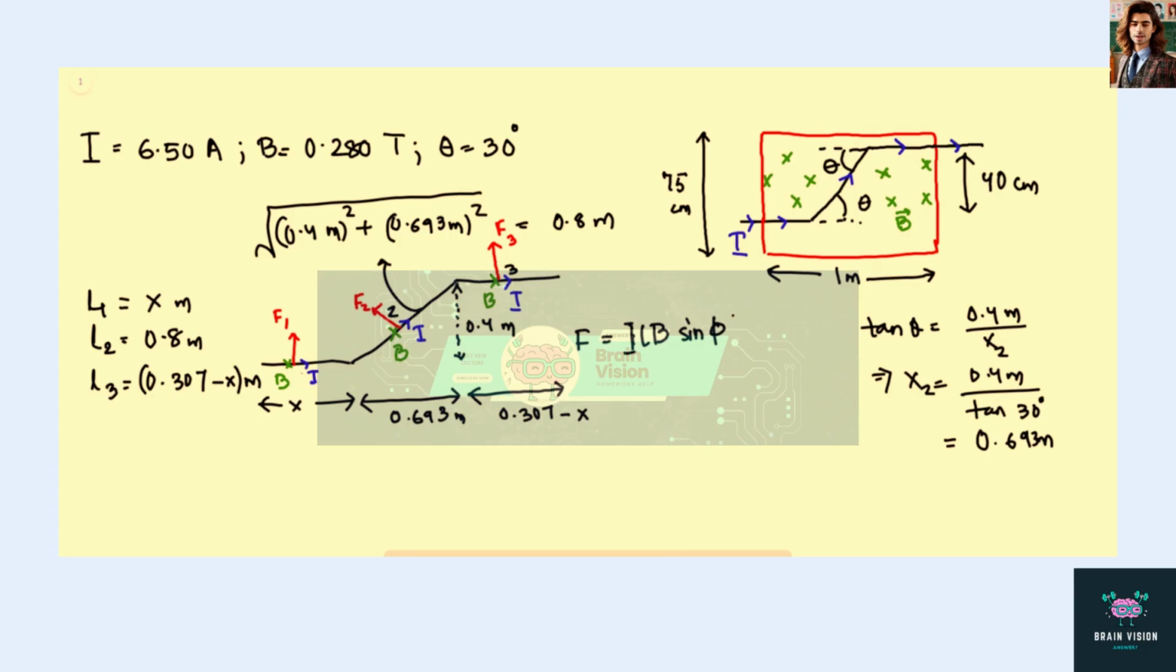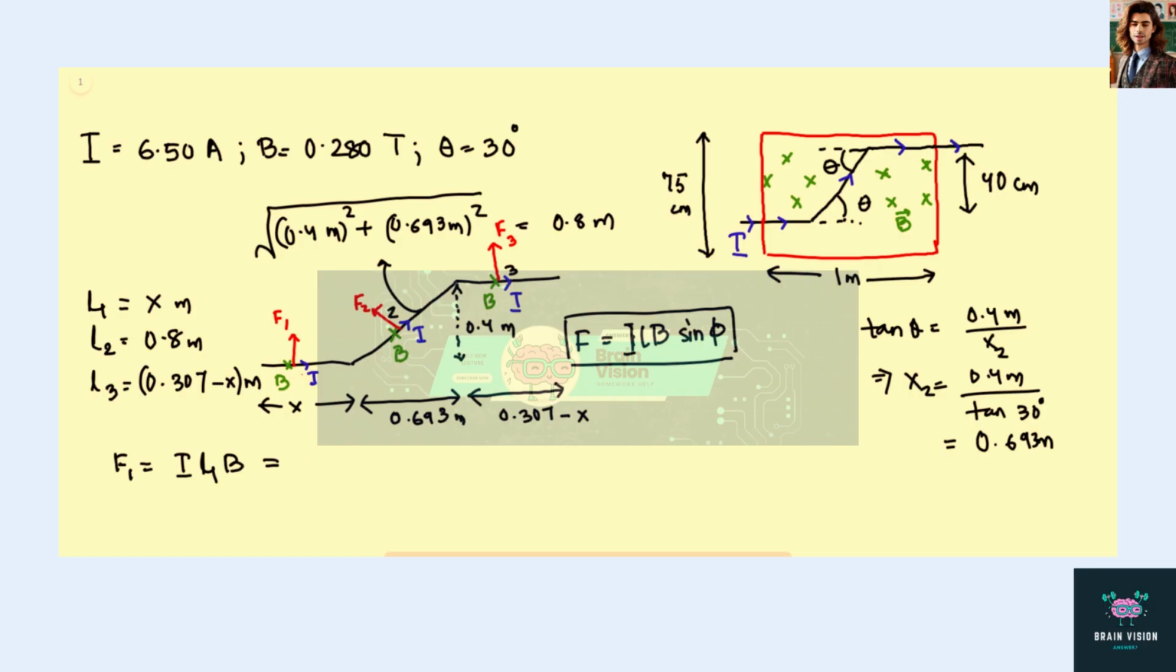Now let's find the magnitude of each of these forces. So F1, we will follow this equation. F1 is I, which is given to be 6.5 ampere, times L. Here we use L1 because we are finding the force in the first segment of wire, times B, and sine phi. Phi is 90 degrees because current and magnetic field are perpendicular in each of the segments. So let's leave this like that.